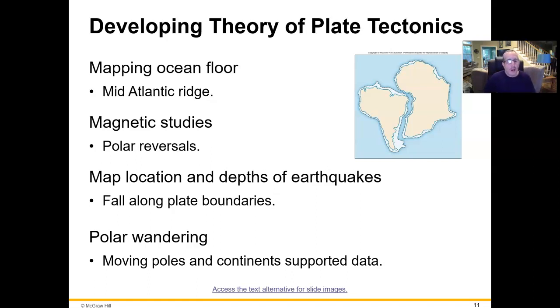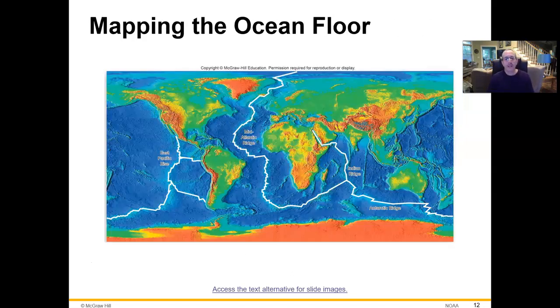We are also now able to map the location and depth of earthquakes and the polar wandering. That's kind of like the true north. What I referenced before is the magnetic poles reversed. In addition, the planet wobbled just a little bit over time, over geologic history. So the true north and south poles have wandered a bit over time as well, and we can also decipher that from that geologic record.